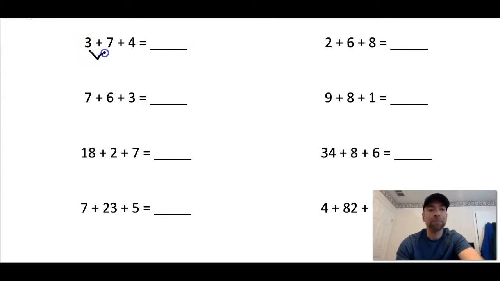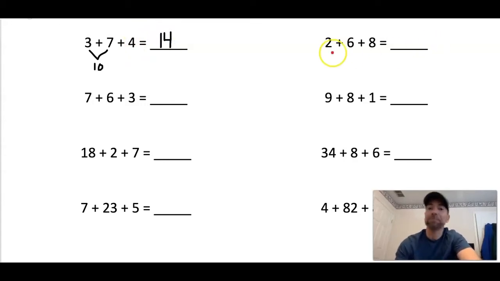I call it a little funnel. I kind of connect my friends of 10 because I know that 3 plus 7 equals 10. And then 10 plus 4, well, the 4 is just going to drop right into that hole. So instead of 10, I'm going to put that 4 right into the hole, and I have 14.